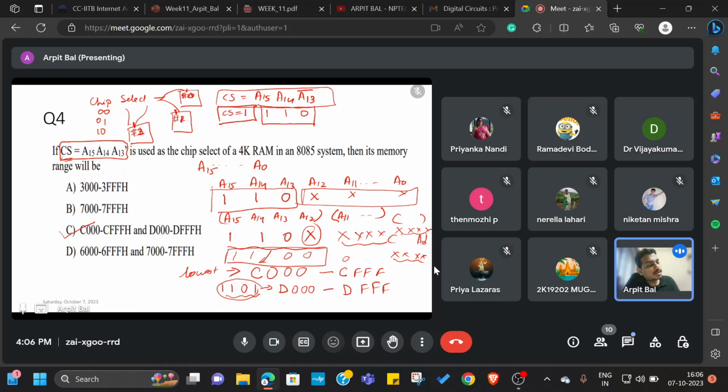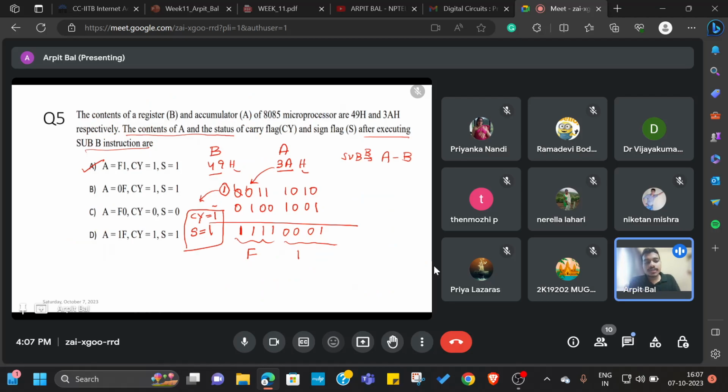From there we figured out the least value that is possible, that is 1100 and the rest all 0, right? And the highest value that can be achieved was DFFFH, right? So this is 1101 and the rest all 1s. Okay, so that is the maximum range. So C000 to CFFF and D000 to DFFF. That is the complete range of the memory.